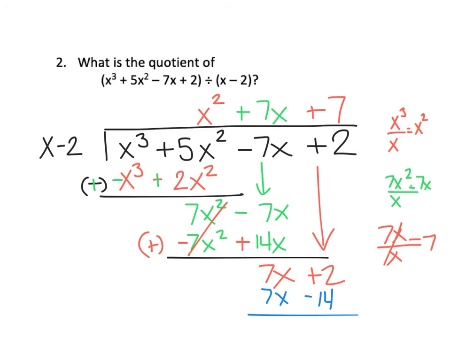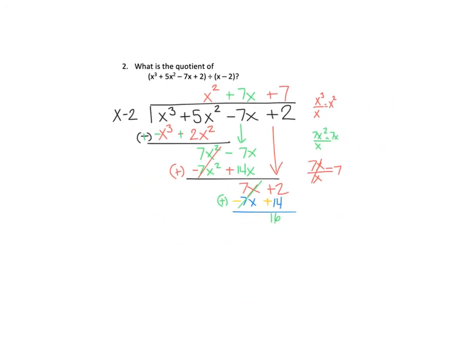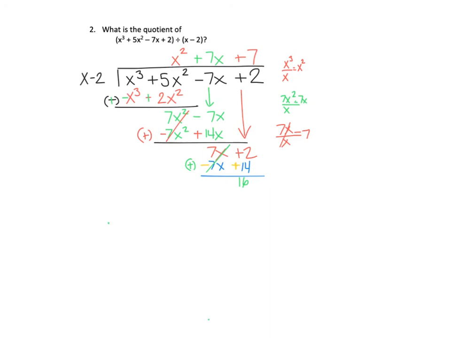I need to subtract, which means I distribute a negative on the bottom row, and now it's addition. So 7x minus 7x here is 0. 2 plus 14 is 16. So to write my quotient would be x squared plus 7x plus 7 plus a remainder of 16 divided by the divisor.